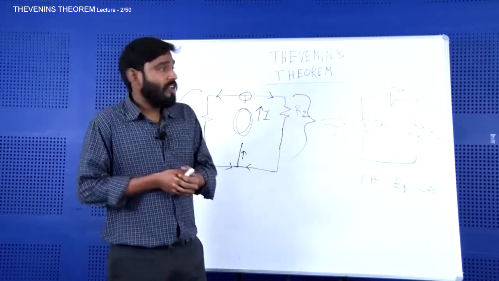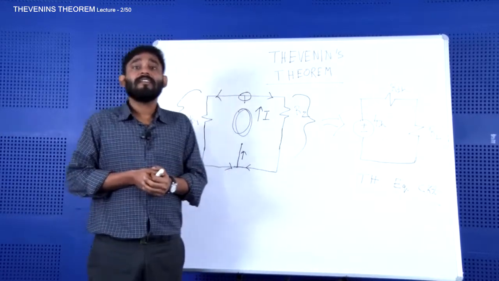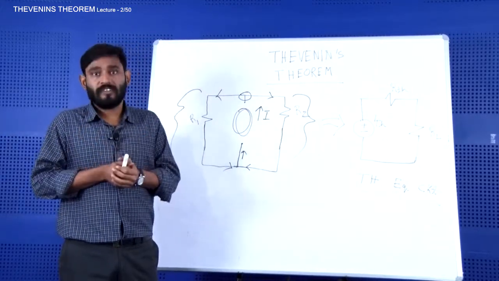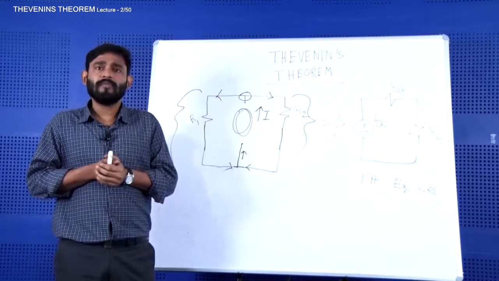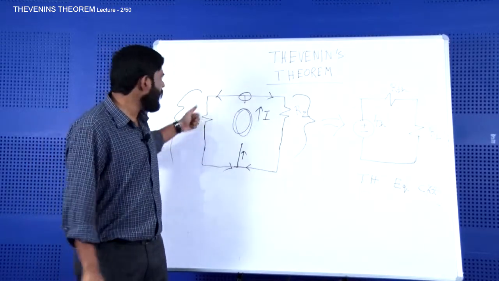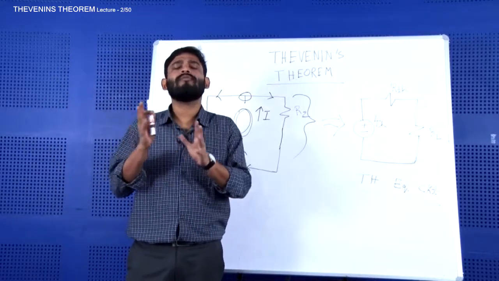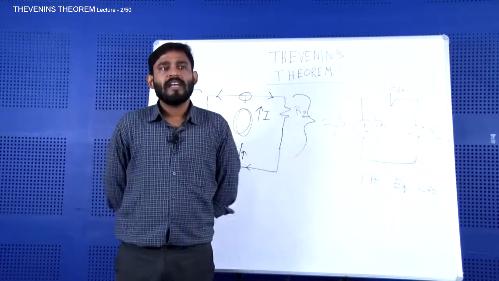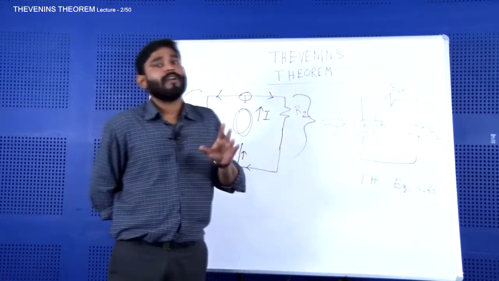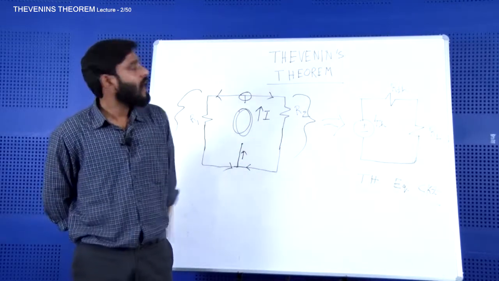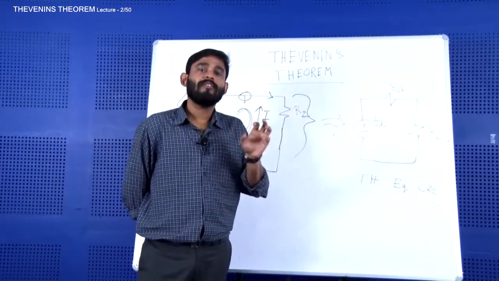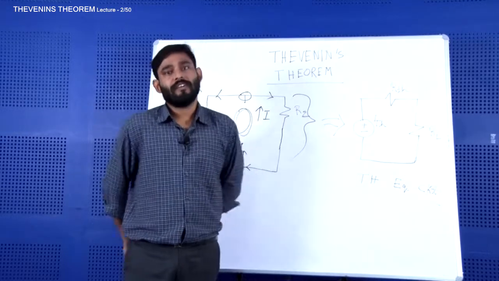And again, I should say this RTH represents the physical properties of the circuit. Why physical properties? For example, if I change any of these two resistances, or in a much more complex circuit, if I change any of the resistances, this RTH is going to change. So that's why RTH takes care of the physical properties of the circuit.